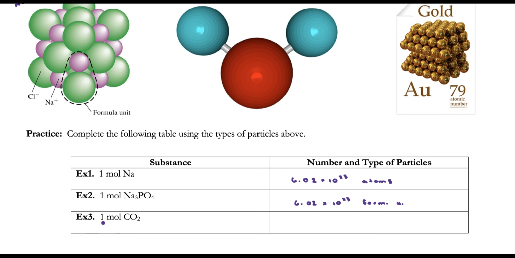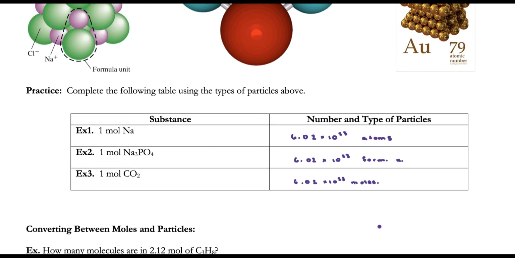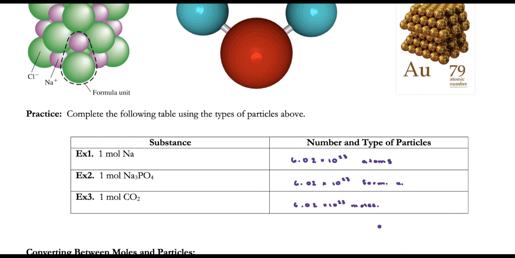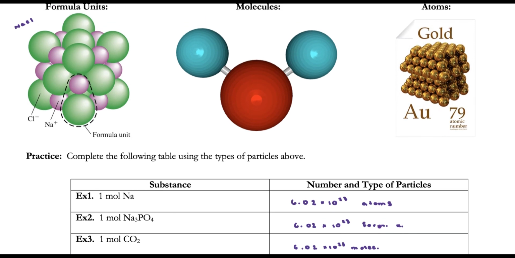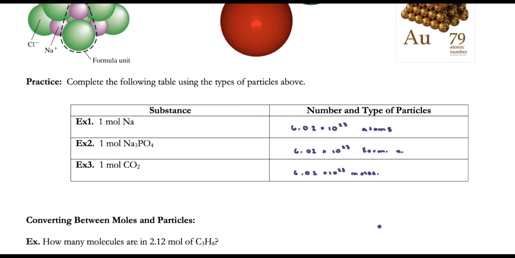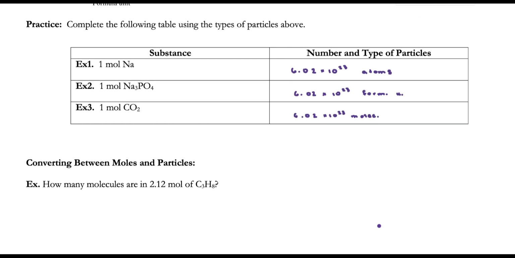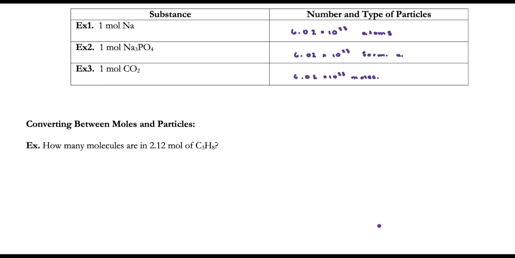If I have 1 mole of carbon dioxide, what that tells me is I have 6.02 times 10 to the 23rd molecules. And I'm going to simplify that by writing MOLEC. Okay? Now, why do we care? Well, now we can take a specific number of moles of an ionic compound, a covalent compound, or an atom, and I can convert that into atoms, formula units, and molecules. So let's look at this example here.